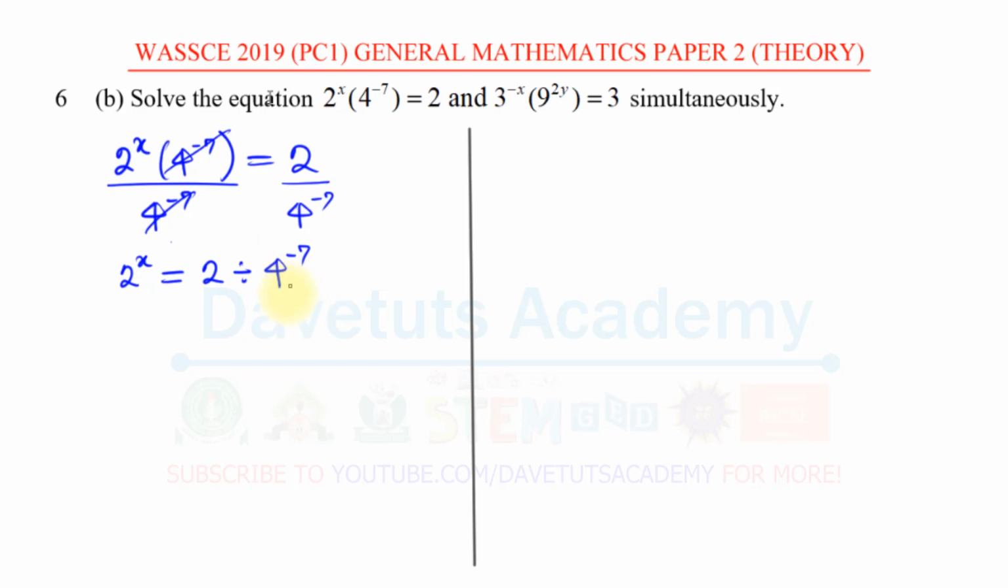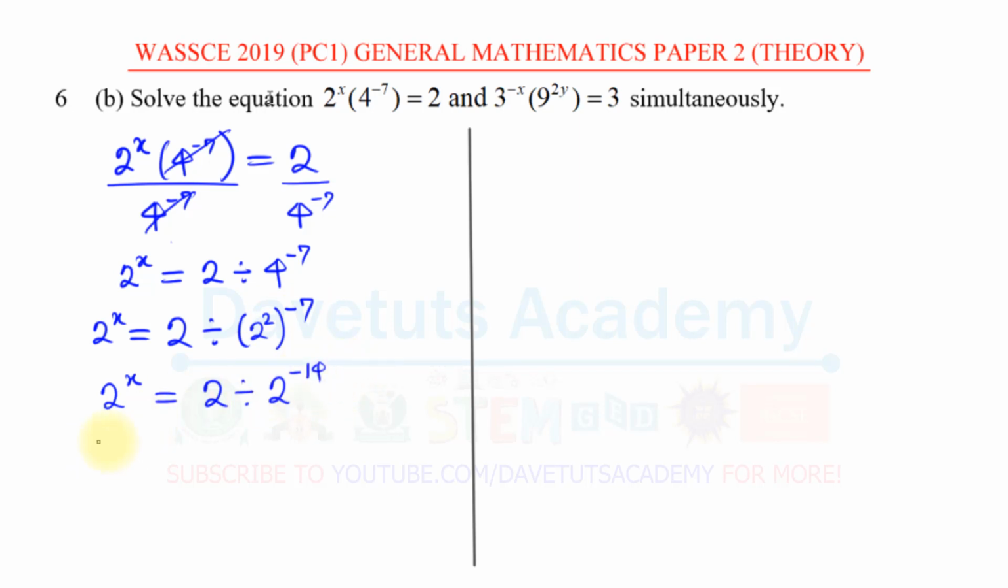But 4 raised to the power minus 7 itself, I know is something like this. 2 raised to the power x is equal to 2 divided by 4, which is 2 raised to the power 2, then raised to the power minus 7. This is the operation of powers of indices that can help us to express all the bases together. So I can further say 2 raised to power x is equal to 2 divided by 2 raised to power 2 all raised to power minus 7. I can multiply the powers to give me 2 raised to power minus 14.